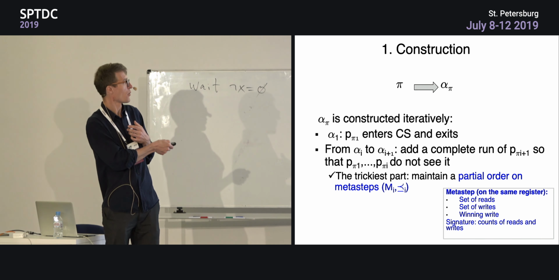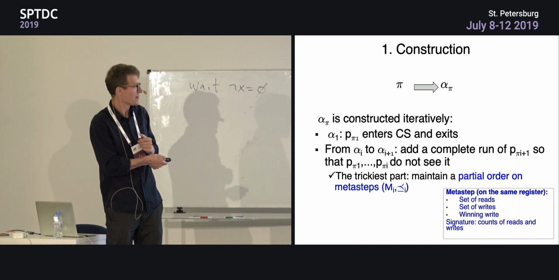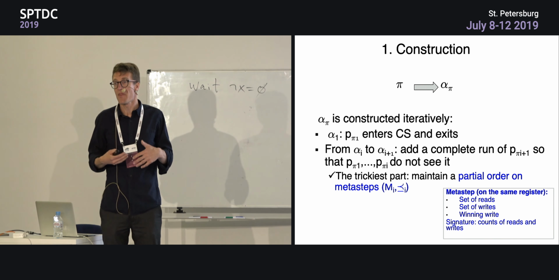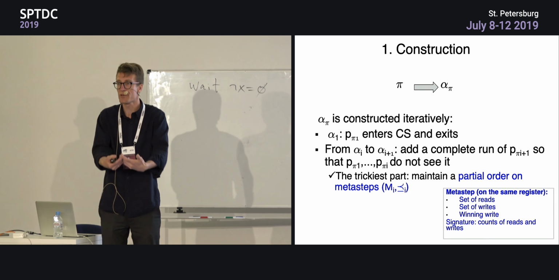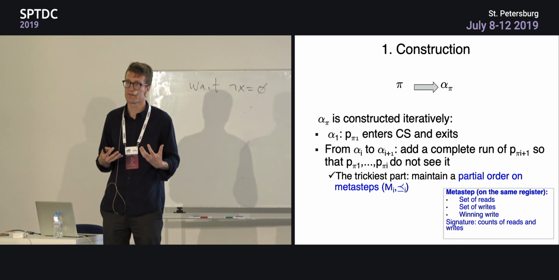Initially it's trivial. You have all meta steps being trivial, just one process participates, and the partial order is a total order if you have just one process, obviously. And then you add one more process, and you get more and more sophisticated constructions of meta steps.